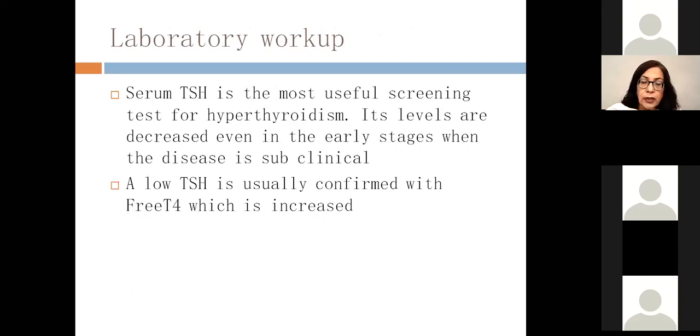Laboratory workup. Serum TSH is the most useful screening test for hyperthyroidism. And there are two types of tests. One is called a screening test and one is called a confirmatory test. Screening test is done for almost all people because whenever a patient goes to the doctor for any miscellaneous thing, most of the time they will write a serum TSH. This is used as a screening test, which is done for a whole population of people. Okay? A screening test should be cheap, should be easily accessible, and it is done for a large population of people. That's called a screening test.